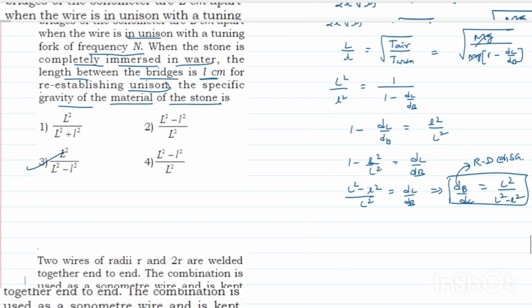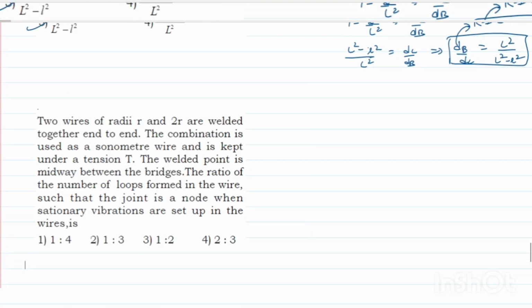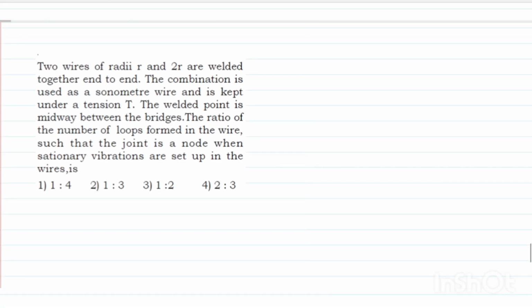Let us see the next question, students. Here two wires of radii R and 2R are welded together at the end. The combination is used as a sonometer wire and is kept under a tension of T newtons. The welded point is midway between the bridges. The question asks for the ratio of the number of loops formed in the wire such that the joint is a node, when stationary vibrations are set up in the wires.